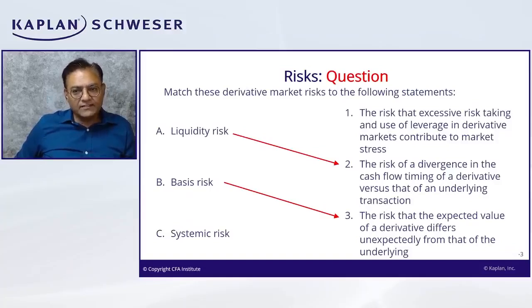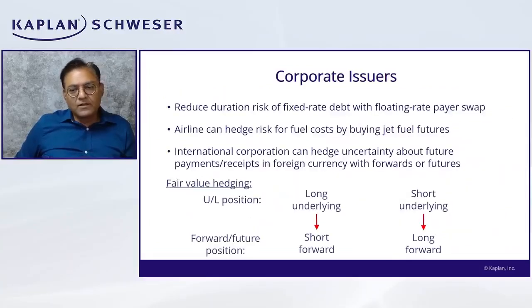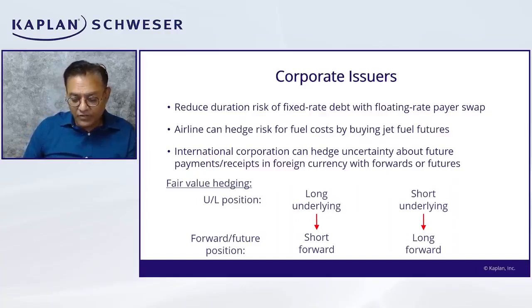And then finally, the systemic risk: the excessive risk taking in the market, coupled with the huge amount of leverage that is typically employed in derivative contracts, contributes to market stress. All right. So, uses of derivative contracts by companies, corporate issuers. A corporate issuer can use a derivative contract, for example, to reduce the duration risk of fixed rate debt.